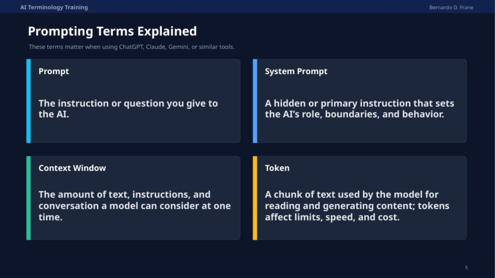These terms, token, context window, system prompt, and prompt, are especially important when you're working with tools like ChatGPT, Claude, Gemini, or similar AI systems. Understanding these concepts helps us craft better interactions and get more accurate, efficient results.